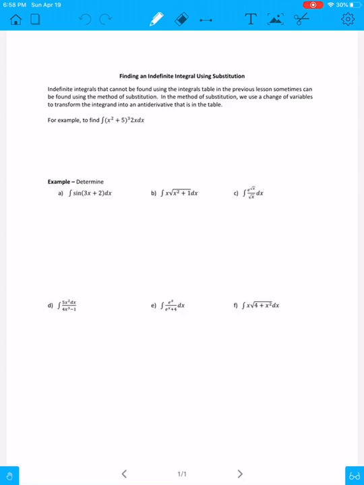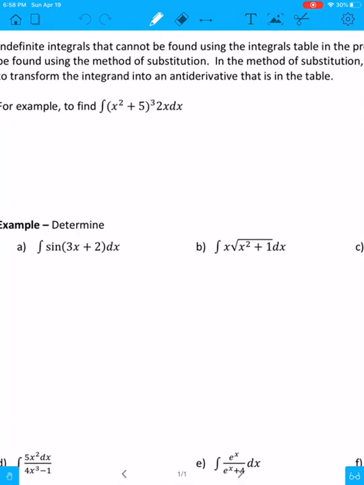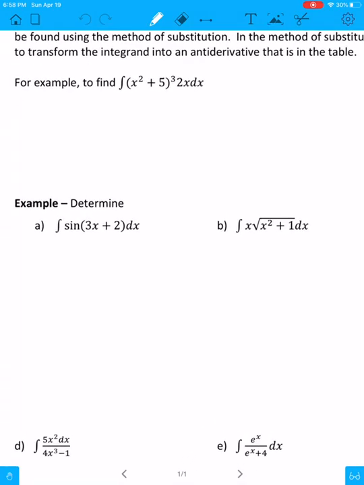So, finding an indefinite integral using substitution. Indefinite integrals that cannot be found using the integrals table in the previous lesson, the one that I gave you, sometimes can be found using the method of substitution. In the method of substitution, we use a change of variables to transform the integrand into an antiderivative that is in the table. So let's look at this, and you have to follow along. This is not a hard lesson, but I can lose you right off the bat, and I don't want to lose you, so we're going to follow along closely.